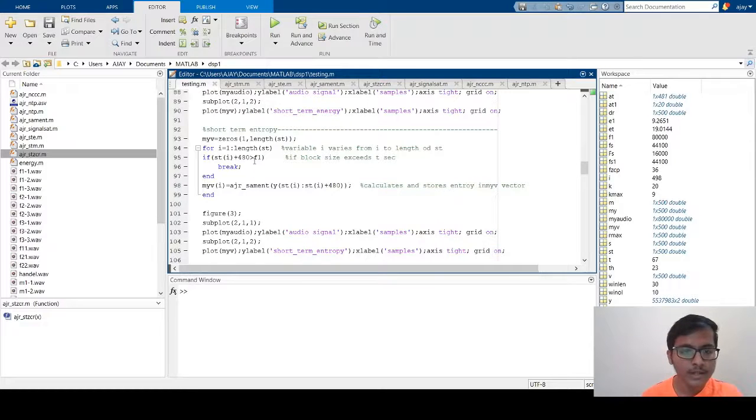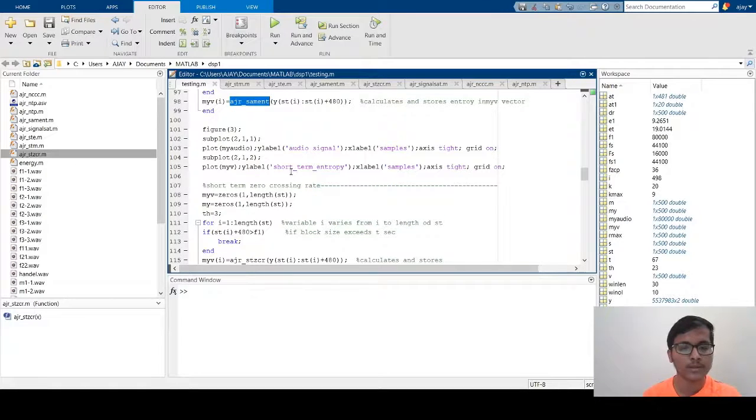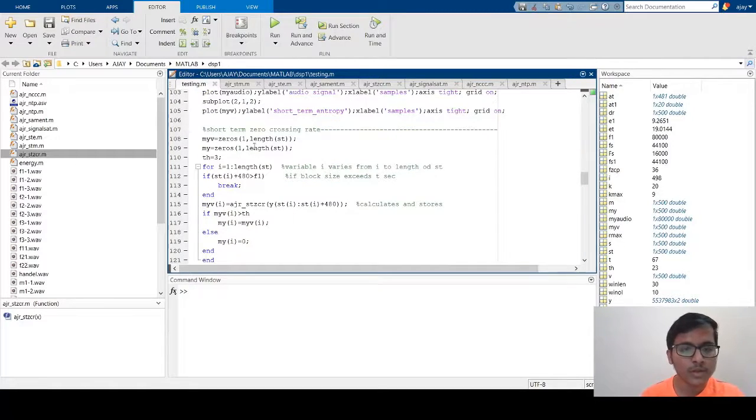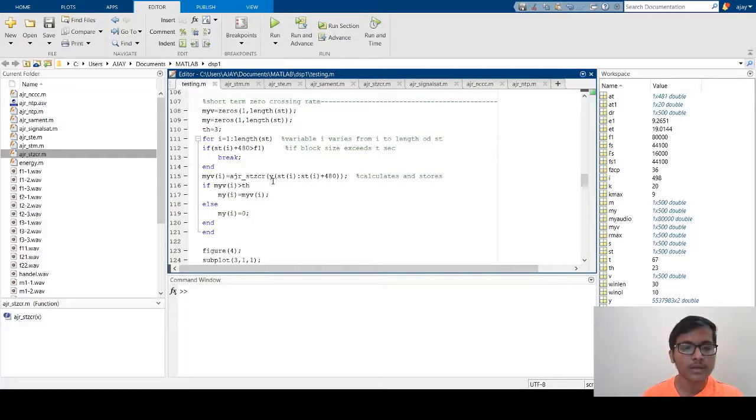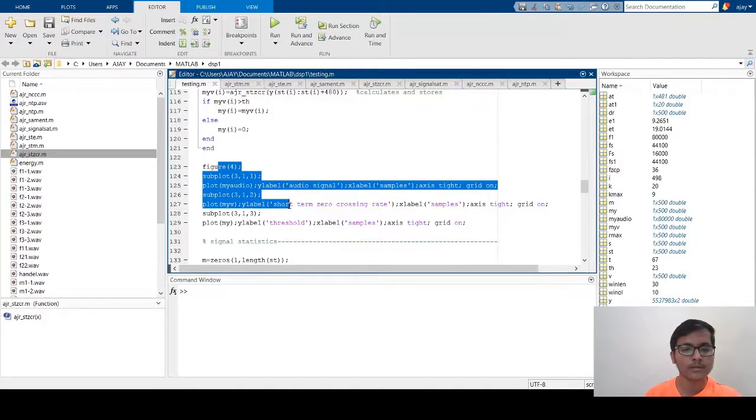And next is short term entropy. For short term entropy also, I have replaced the short term magnitude function with the entropy function. Remaining things are all the same. In short term zero crossing, I have used it in a similar way, and I have taken a threshold also, like in the short term magnitude. In a similar way I have replaced it with STZCR, and I have taken the plots here.